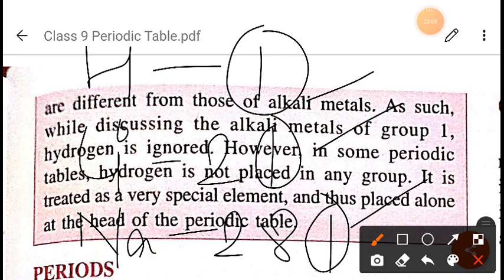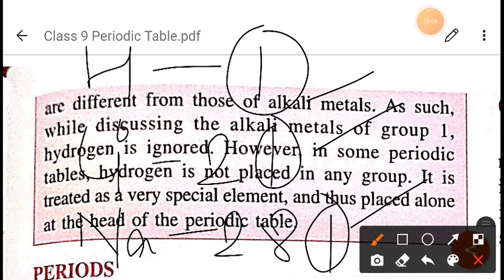So what we can say is that while discussing the alkali metals of group 1, most of the time hydrogen is ignored, because it does not resemble all the properties shown by the alkali metals, right? So that is why in most cases, when we are discussing alkali metals, hydrogen is ignored.